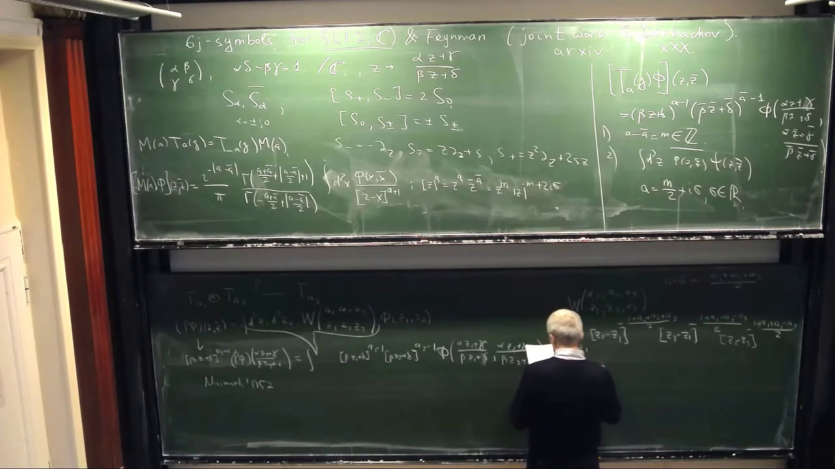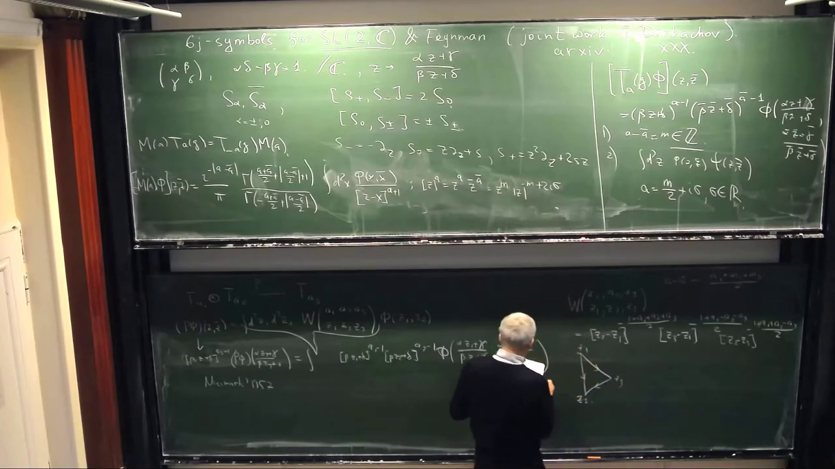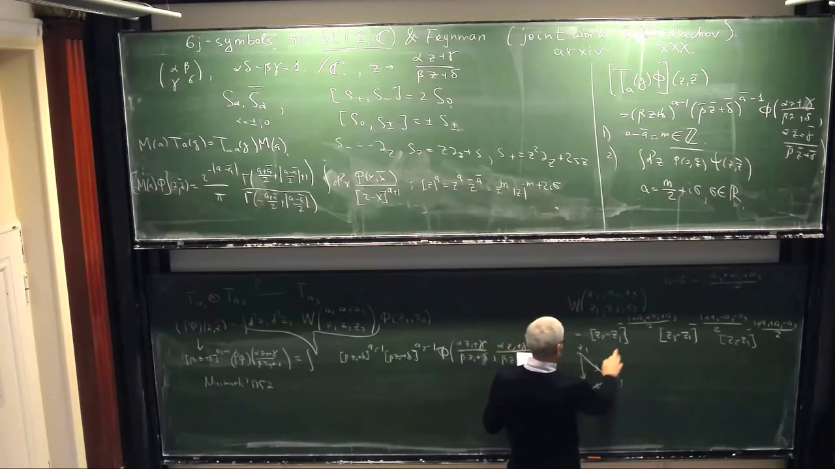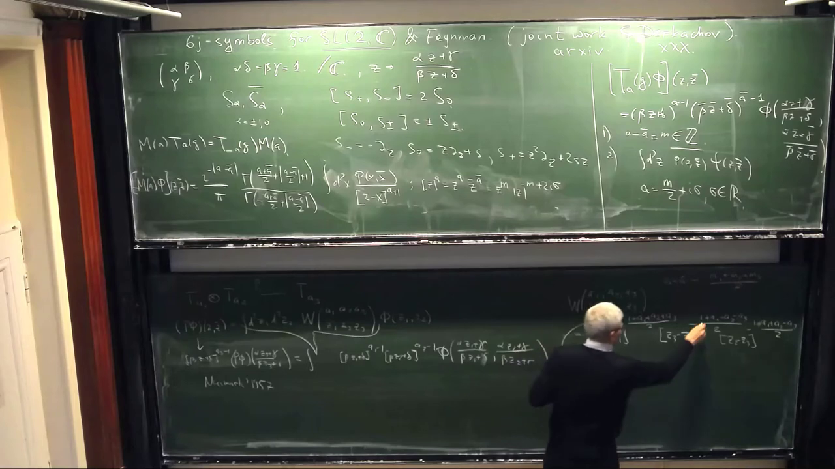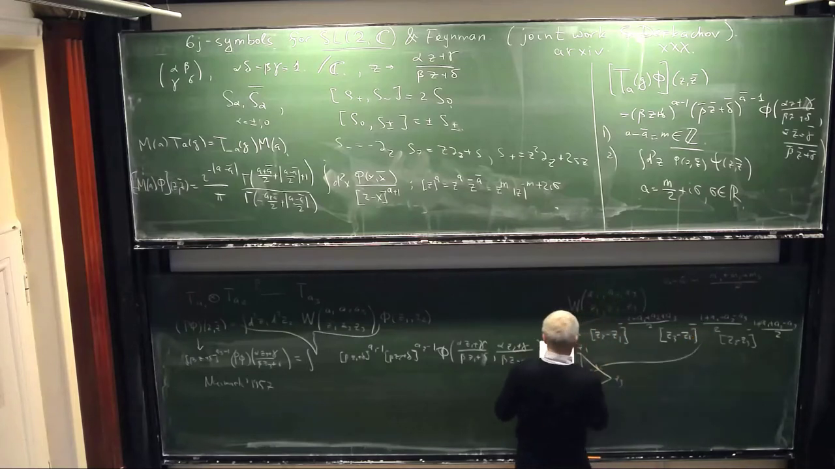Z1, Z3, Z2. Put it like this. And the indices: Z2 minus Z1, it's this one. It means that this index characterizes this line. Z3 minus Z1, it's this index. It sits here with the positive sign, for instance. And this is this line.